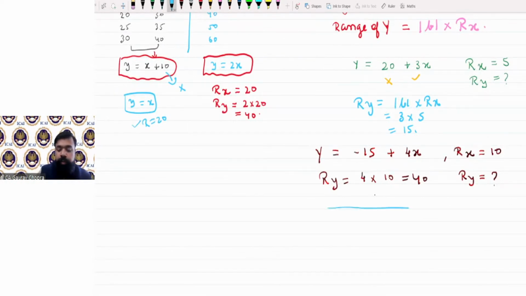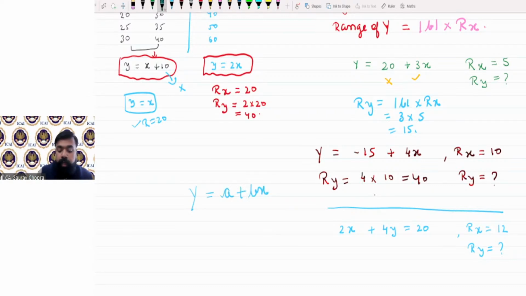Now let me take one more example. 2x plus 4y is equal to 20. Range of x is 12. What will be the range of y? Now there is one problem this time. The equation is not arranged, so we have to arrange the equation first. So the format of arranging is same. Y is equal to a plus bx. So in this format we can arrange.